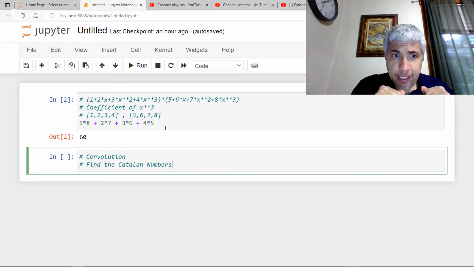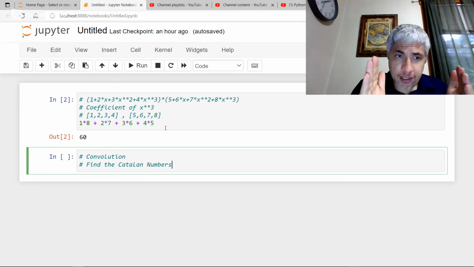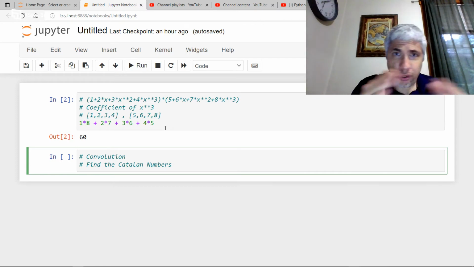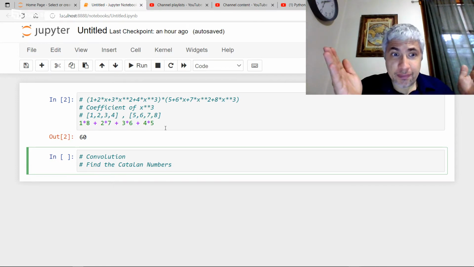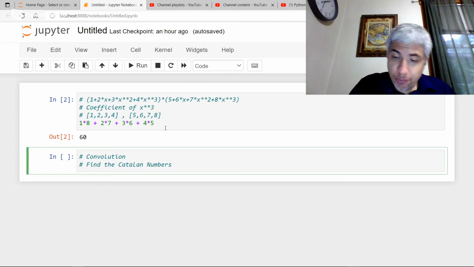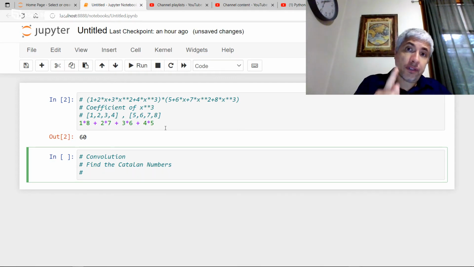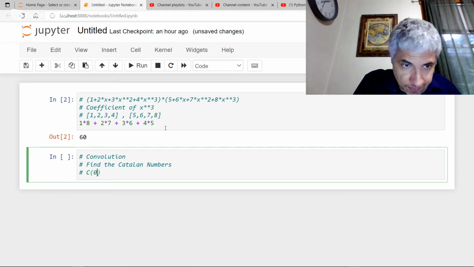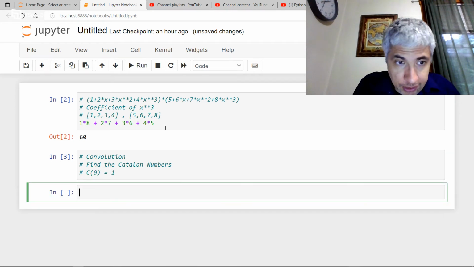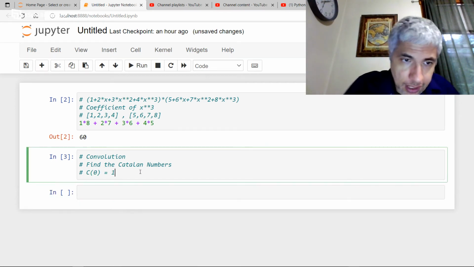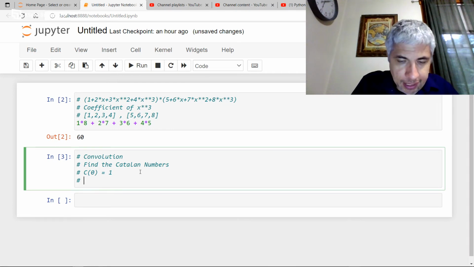I want to find the Catalan numbers. I've told you the Catalan numbers are important and they show up all over. We could do a course just in the Catalan numbers. Somebody wrote an excellent book, Stanley wrote an excellent book just about them. We're not going to do that. I'm going to give you a formula for the Catalan numbers that involves convolutions. And that's why we introduced convolutions. Okay, so I'm telling you the 0th Catalan number is 1.